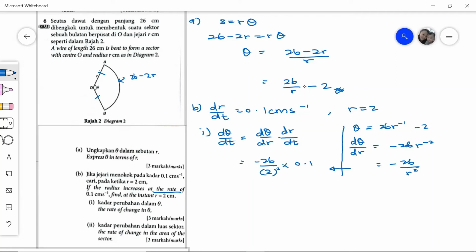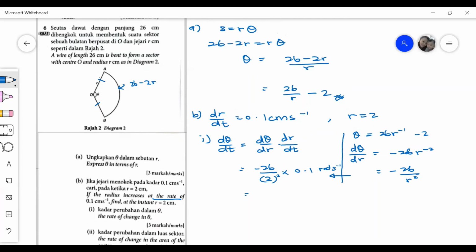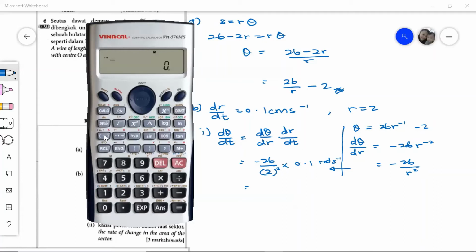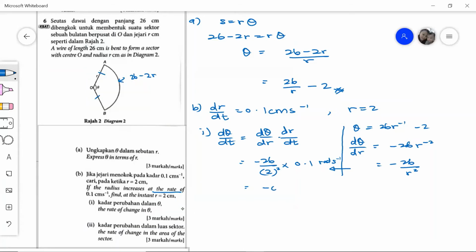Yeah? But this is theta. So our final unit should be radian per second. So let's use the calculator to get the value. So we have negative 26 over 2 squared, so that means over 4, times 0.1. So we have negative 0.65. Negative 0.65 theta, the unit is in radian per second. So we found the answer for B part 1.